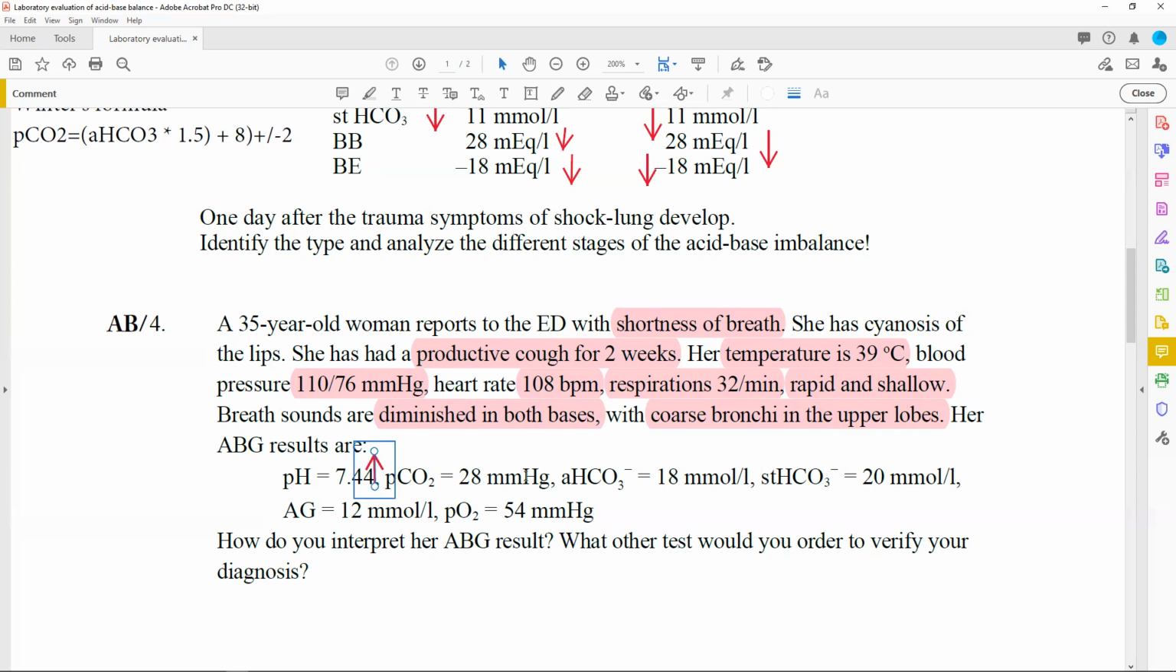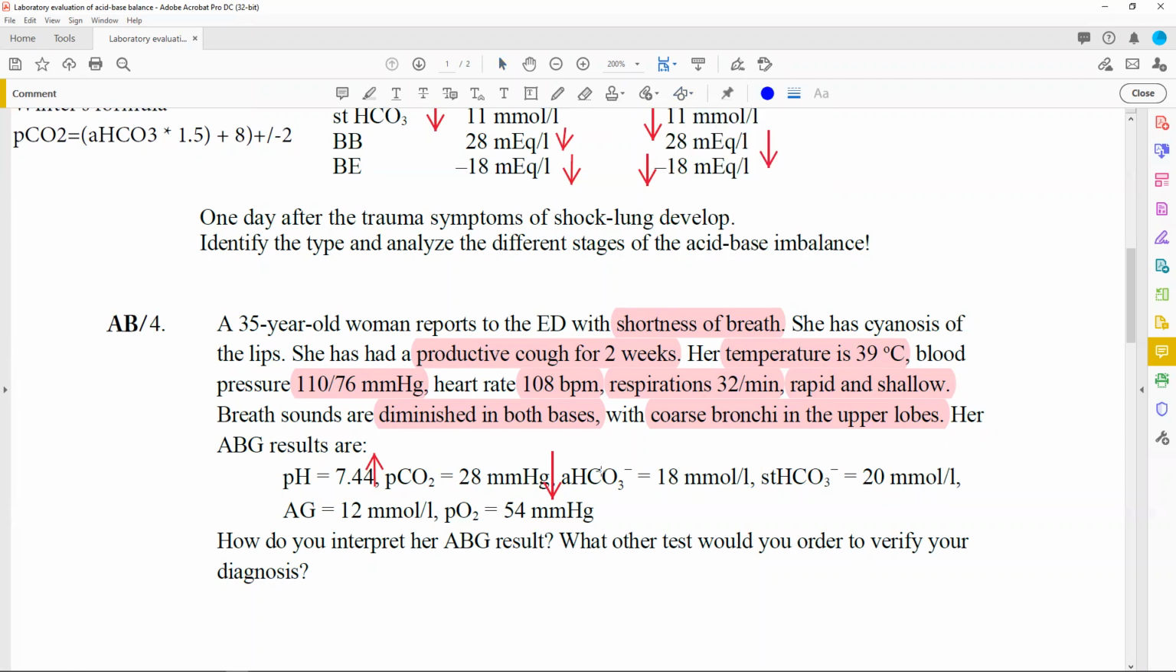Okay. What about the CO2 value? The CO2 value is lower than 40, so 28 is low. So that backs up our alkalosis. Can it explain the alkalemia? Yes, because you said that's a respiratory alkalosis. So it can explain the changes of the pH. So this is a respiratory problem.